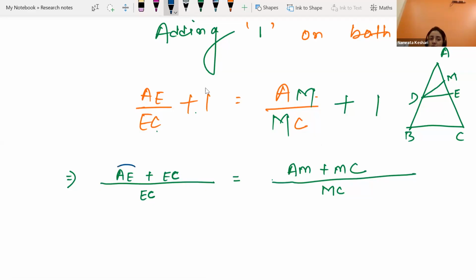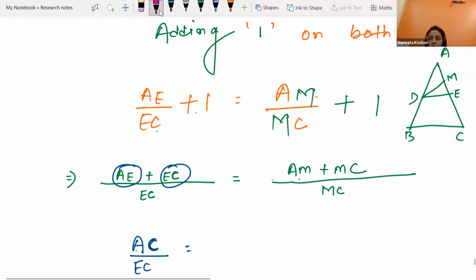अब ध्यान से देखो, AE plus EC क्या है? अगर AE plus EC को ऐड करेंगे तो क्या हम AC लिख सकते हैं? आया ना? Yes or no? ध्यान से ट्रायंगल को देखो, AE plus EC का मतलब AC है. Yes or no? Yes, ma'am. And the denominator as it is. Now AM plus MC. ध्यान से देखो और बताओ AM plus MC क्या है?